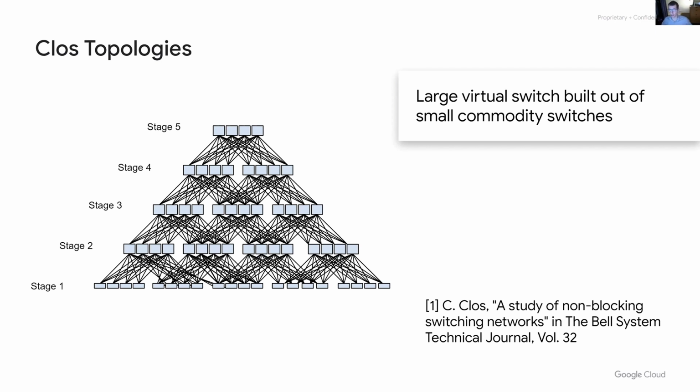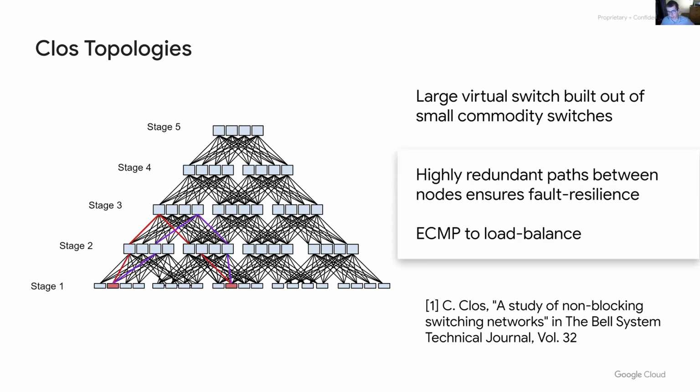One really nice property of these topologies is that there are many redundant paths between any two nodes, and that makes them highly fault resilient. For example, if we want to have two nodes talk to each other, marked in red here, one node will be underneath this door on the left, and one on the right. I've just marked two of the paths that a packet could possibly take, and in fact there are many more.